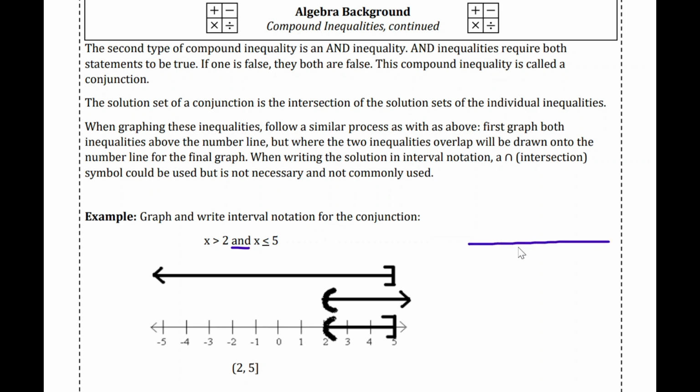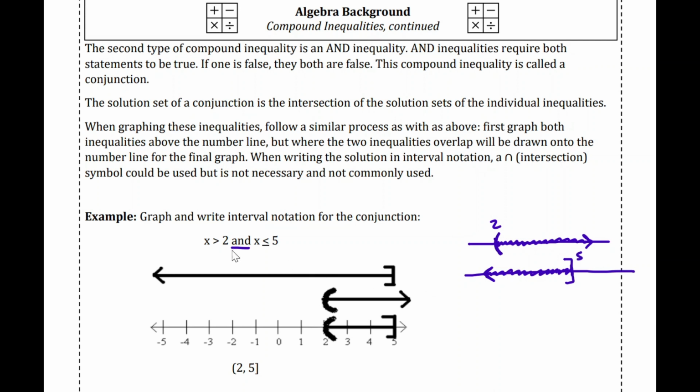For the x greater than 2, we'll put a 2 on the number line, and then we'll shade everything to the right of 2 because it's greater than 2. And because it's strictly greater than 2, we'll have a parenthesis. Then we'll graph all of the x that are less than or equal to 5. 5 is there, so if it's less than or equal to 5, we'll shade to the left, get all the numbers that are less than 5 with an arrow there, and then we know we have a bracket because it's less than or equal to 5.